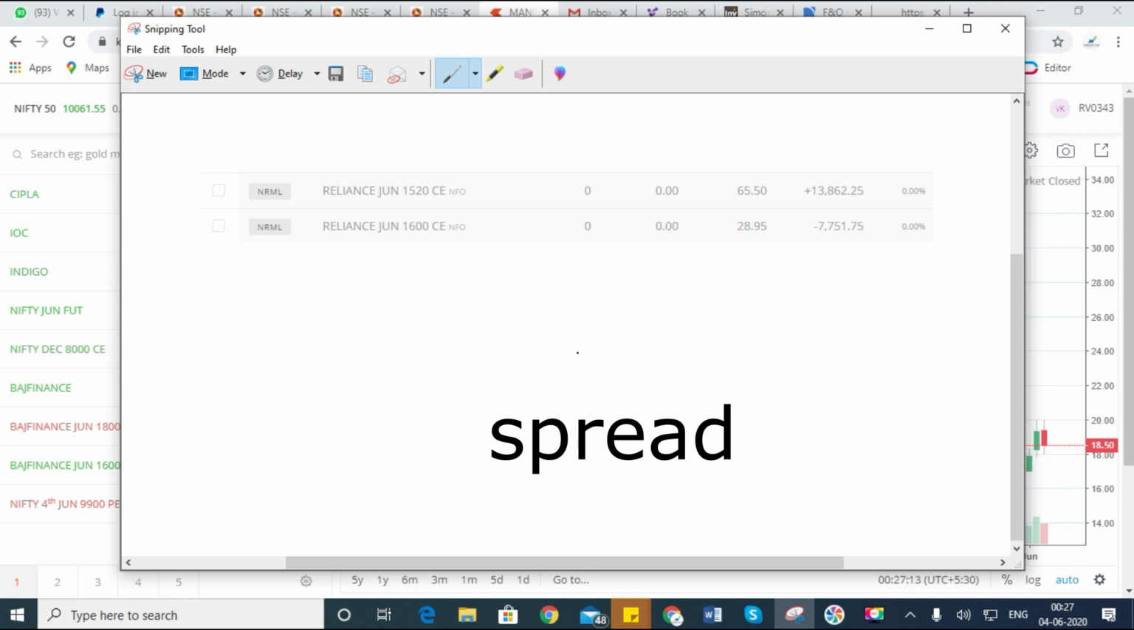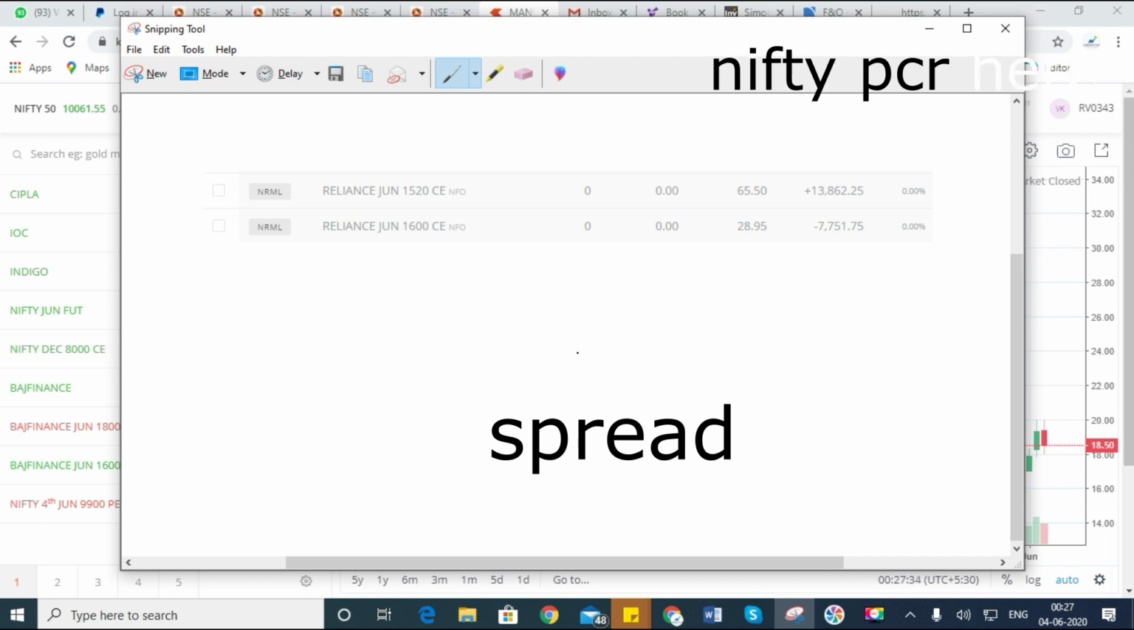How do we create a spread? This is not like arbitrage. You need to know whether the market is going to go up or down. If you learn and understand two or three parameters, you will be able to know what sort of spread you can create.